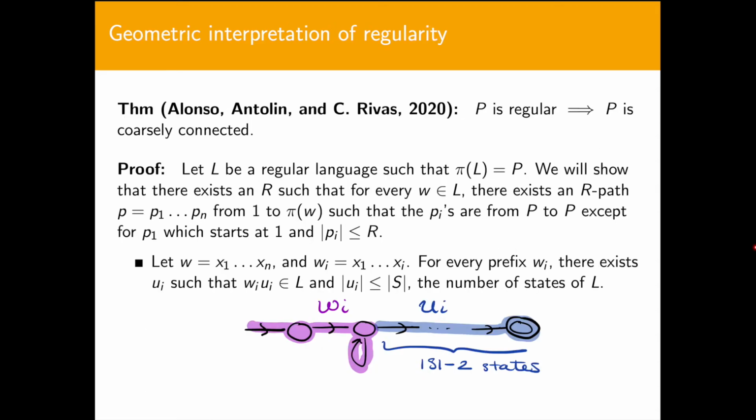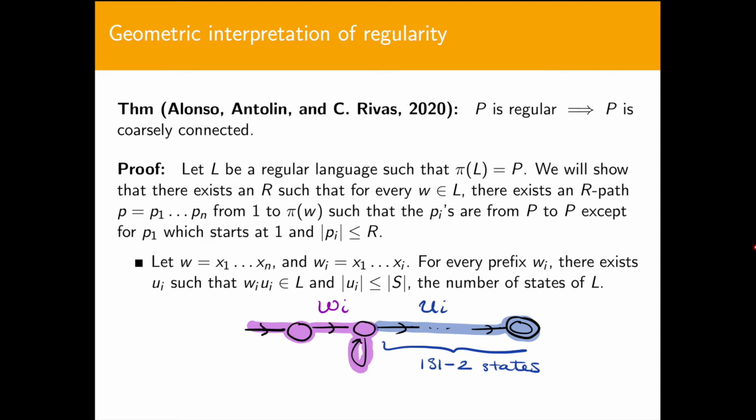So, okay, let's get into the proofs now. And we'll start with the geometric interpretation of regularity. So remember, P is regular if P is coarsely connected. And I chose this as the first proof because we'll use it in a subsequent proof, and this one is a little more straightforward than the other ones. So let's get to it.